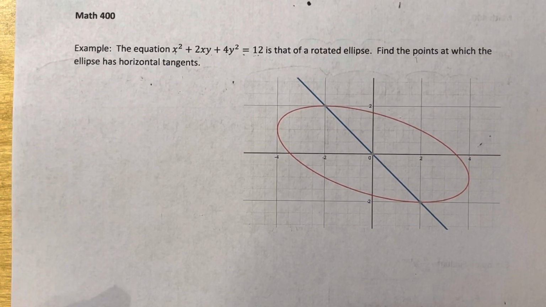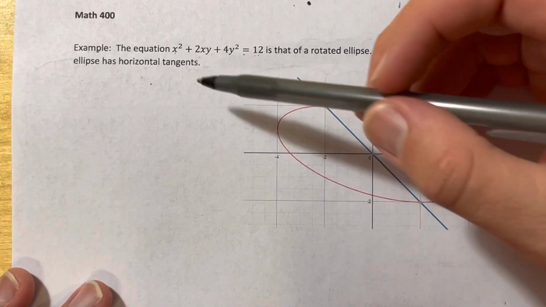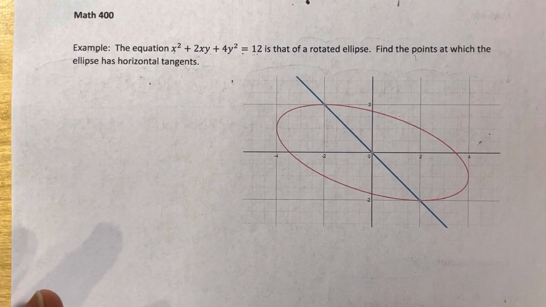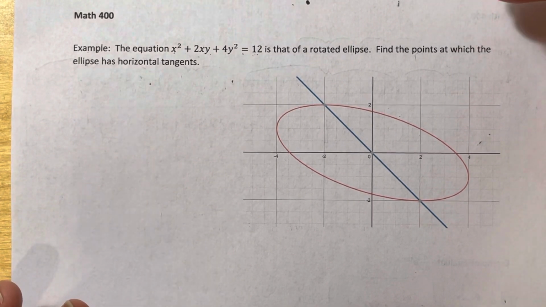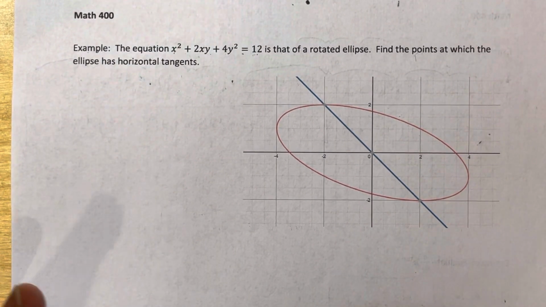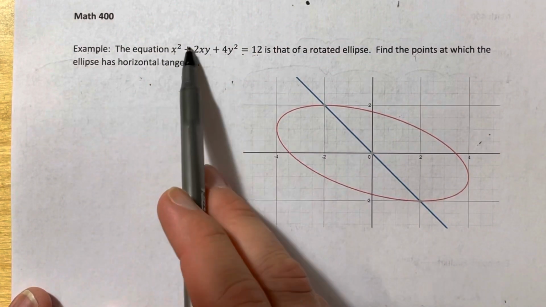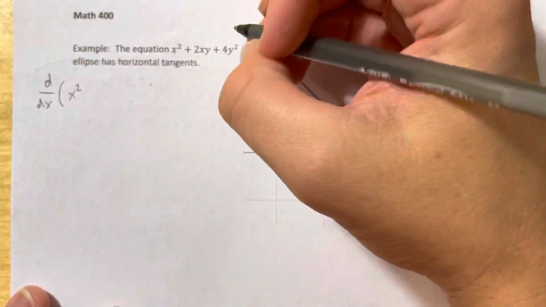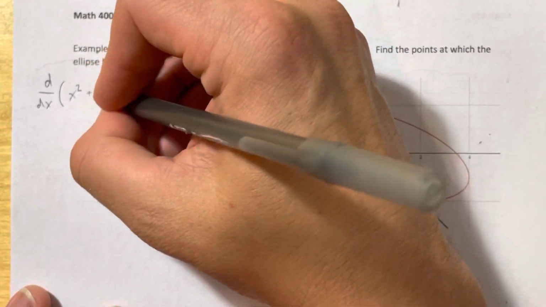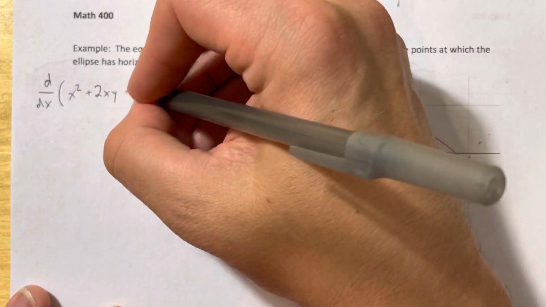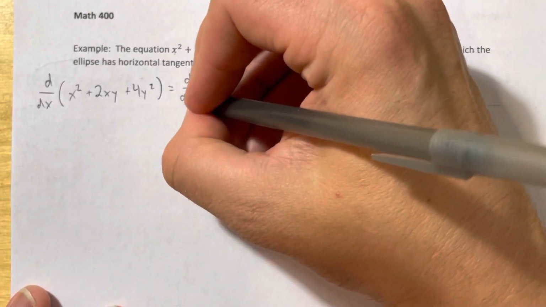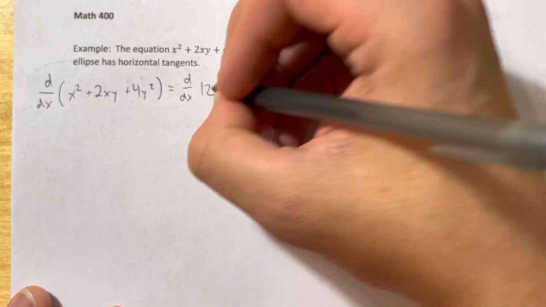So the first thing I want to do is recognize that in order to find horizontal tangents, I'm looking for places where dy/dx is equal to 0. So the first thing I would need to do is find dy/dx. I'm going to do what I've been doing, differentiate both sides of this equation with respect to x: x squared plus 2xy plus 4y squared equals d/dx of 12.